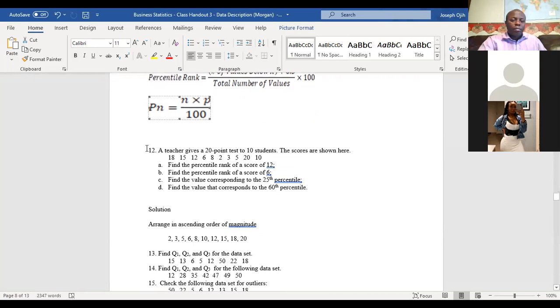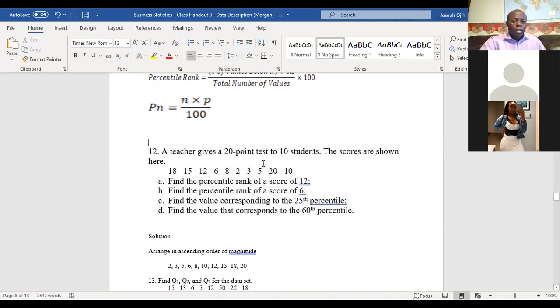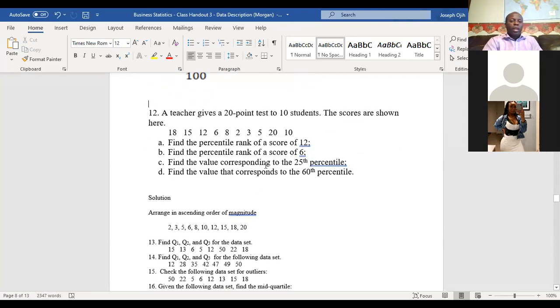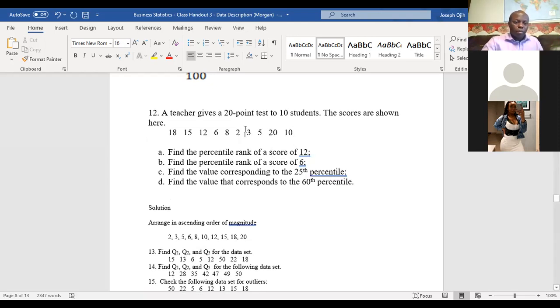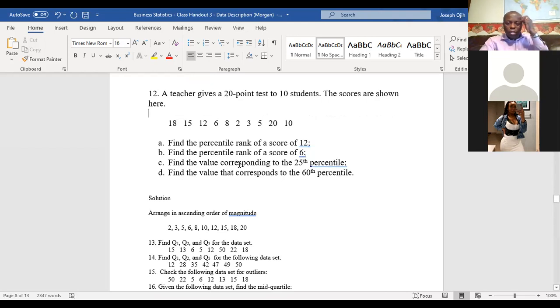So let us apply this. It says a teacher gives a 20-point test to 10 students. The scores are given here. So one student scored 18 over 20, the other one scored 15 over 20, and so on. It says: find the percentile rank of the score of 12. Find the percentile rank of the score of 6. Find the value that corresponds to the 25th percentile, and then find the value that corresponds to the 60th percentile.